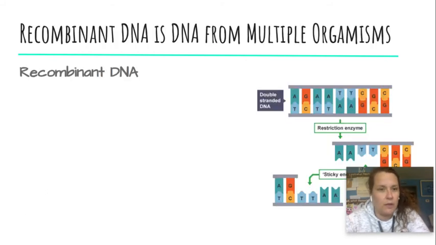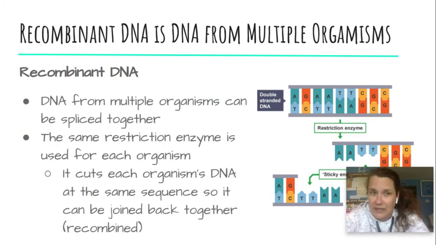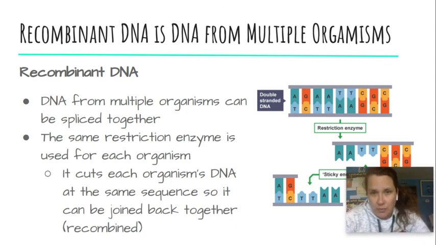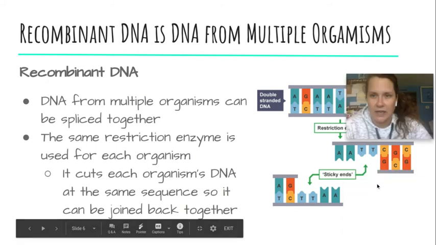Recombinant DNA. It's kind of like what the name is saying: recombine. It's where they take the DNA from those two organisms and put it together, and that makes recombinant DNA. So DNA from multiple organisms can be spliced together. The same restriction enzyme is used for each organism. It cuts the organism's DNA at the same sequence so then it can be joined back together.